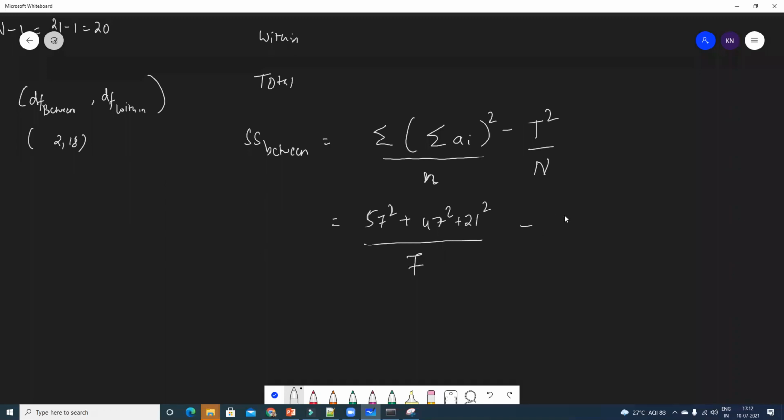So T square over here will be 125. Why 125? Understand how this 125 is coming. We will add up this 57 plus 47 plus 21. This is what T specifies. These values are the Ai, getting added over here, and this total is 125. So here I'll have 125 squared divided by capital N as 21. I hope you're understanding how we got T square. For every column, where is the total? It is just like this, summation of Ai.